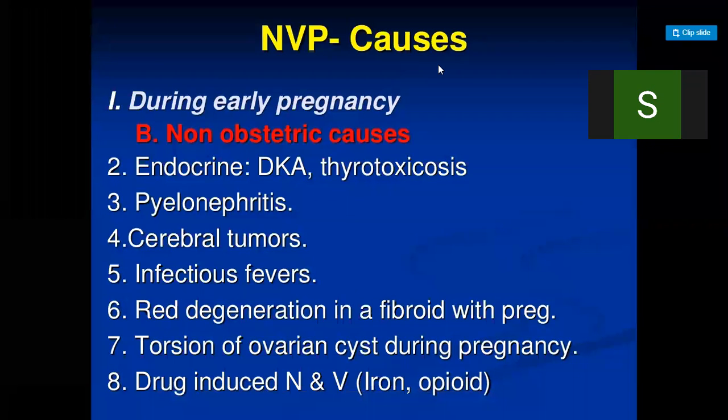While in case of infectious fevers, there is a fever associated with other infection signs. The body is going to be there, all the symptoms are going to be there. And red degeneration is a fibroid with pregnancy.